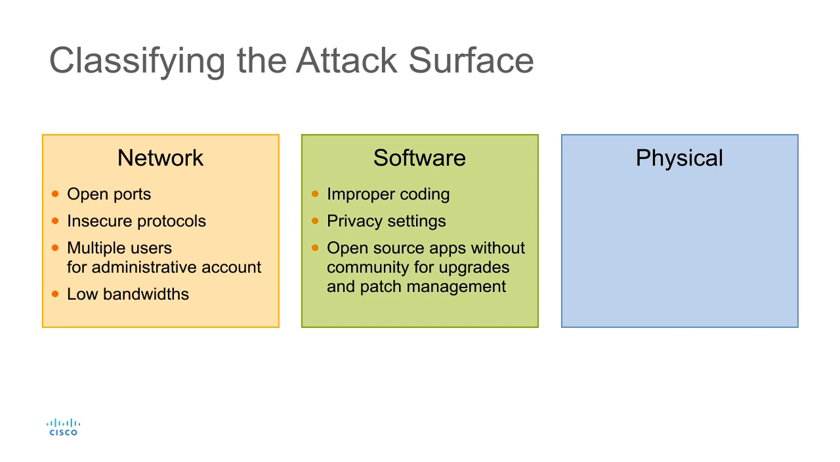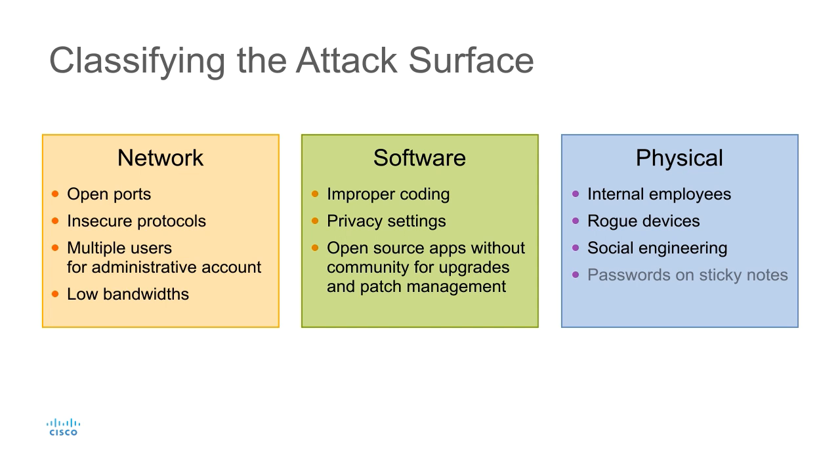We have the physical area of the attack surface, which would include anything that's hardware or physical, like the employee itself, which could cause a problem, or devices that are connected to the network that should not be, like a rogue access point or a rogue switch or something to that nature. We also have social engineering. That is another attack vector. We have passwords that are put onto sticky notes. We have people sending out emails that are phishing for information, and oftentimes our end users are being exploited in that manner as well.